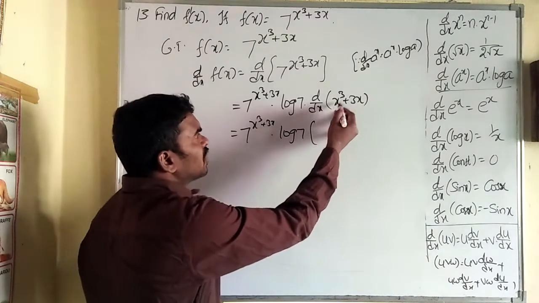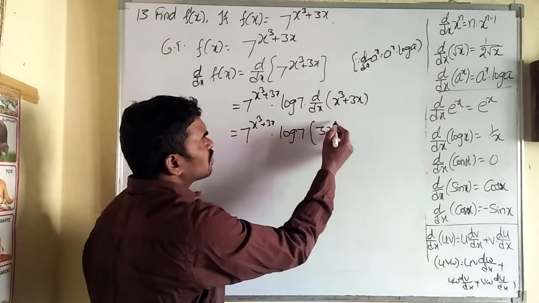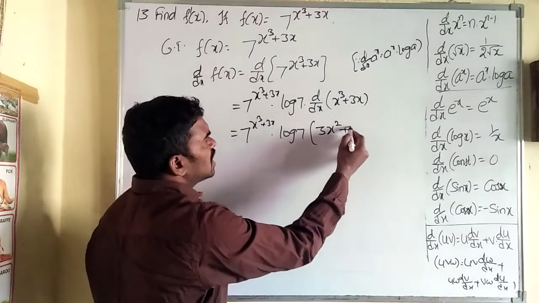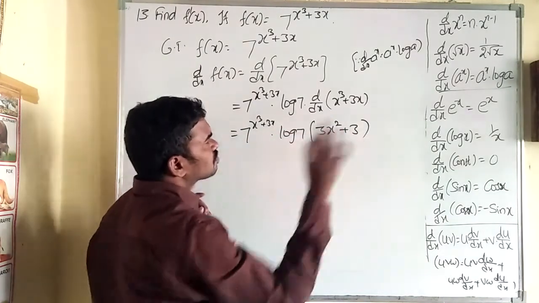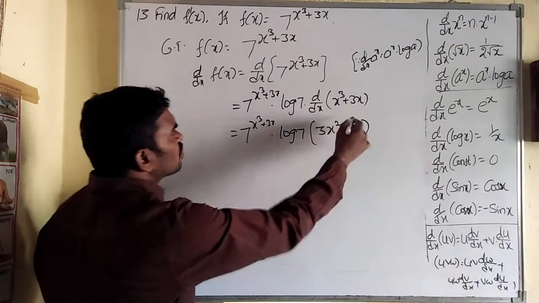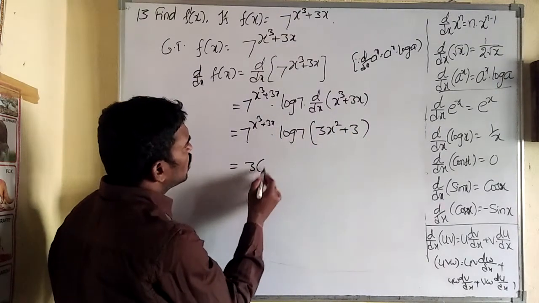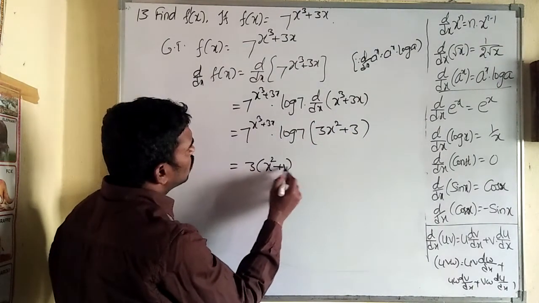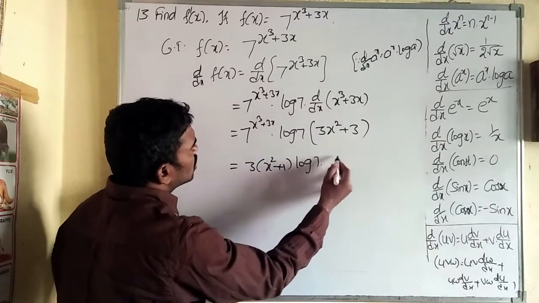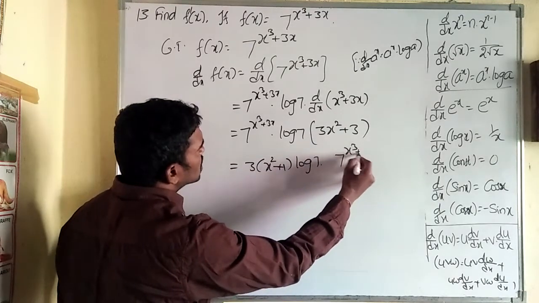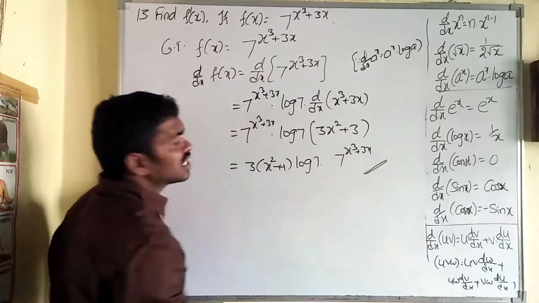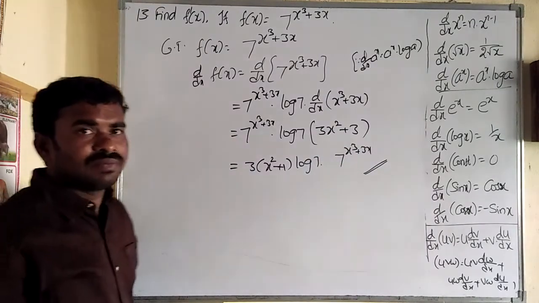Directly I am doing the x cube derivative: 3 into x power 3 minus 1 means 2, plus 3 into x derivative 1. That's it. In this we can take 3 common. So 3 into (x square plus 1) into log 7 into 7 power x cube plus 3x is the answer. Very simple. That's it.